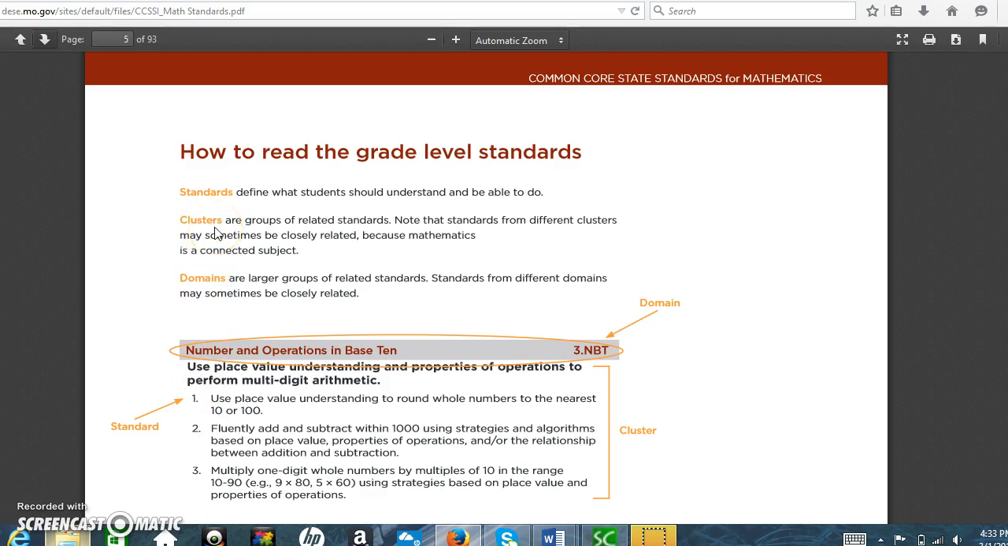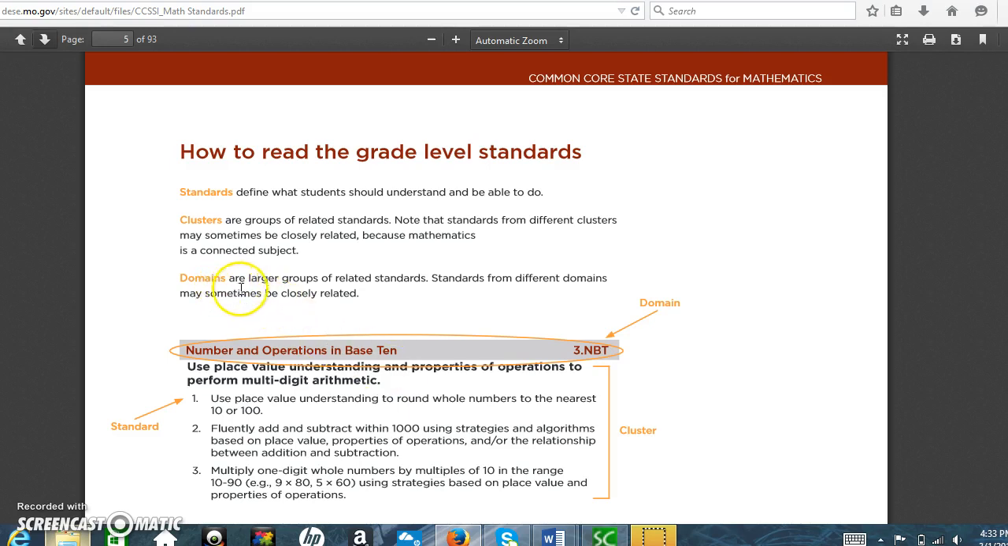Clusters are groups of related standards. So numbers 1, 2, and 3 are all clustered underneath the title of using place value understanding and properties of operations to perform multi-digit arithmetic.